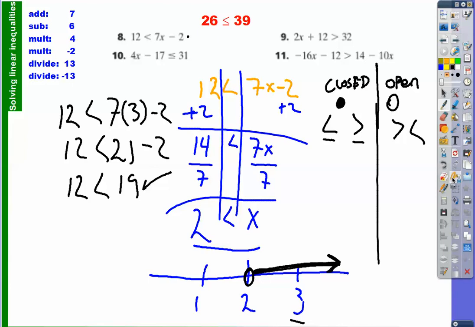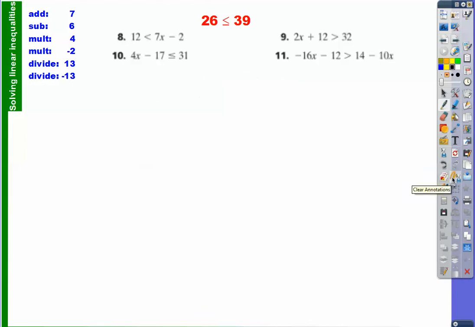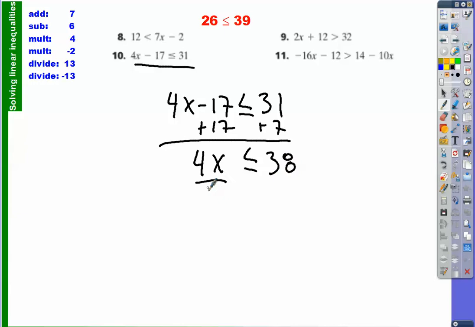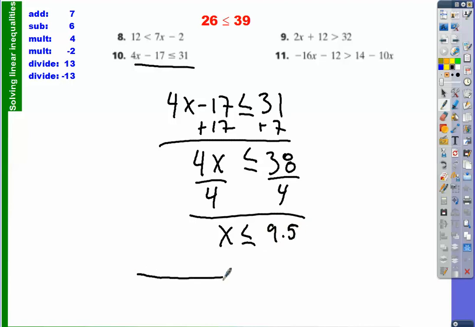Let's try another one. Let's try number 10. So we have 4x minus 17 is less than or equal to 31. So then, add 17, add 17. So we get 4x is less than or equal to 38. Divide by 4, divide by 4. So x is less than or equal to 9.5.